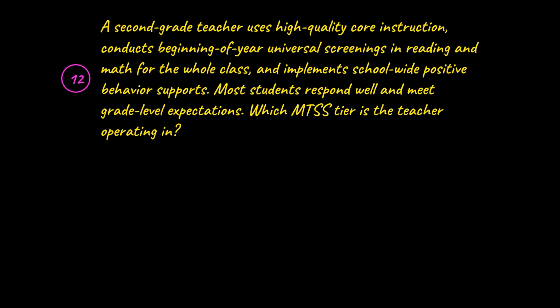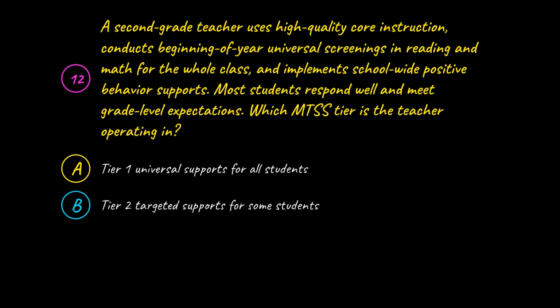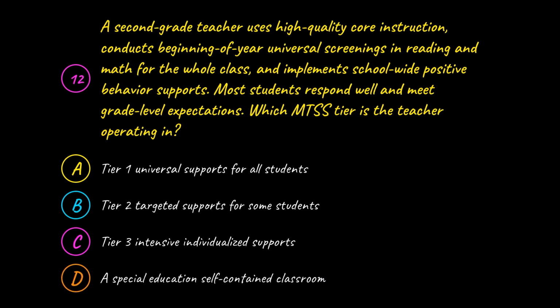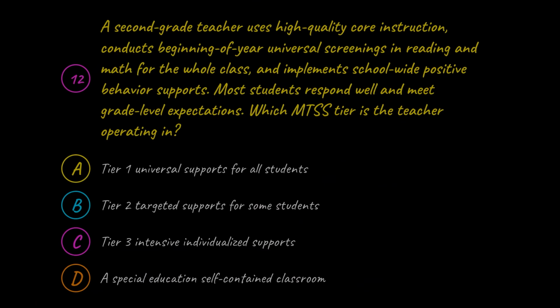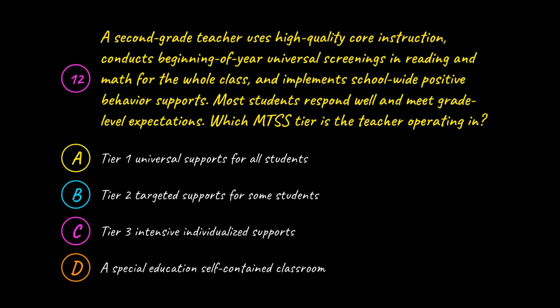Your options are A. Tier 1 universal supports for all students, B. Tier 2 targeted supports for some students, C. Tier 3 intensive individualized supports, D. A special education self-contained classroom. What's your answer? Commit to one before I continue.